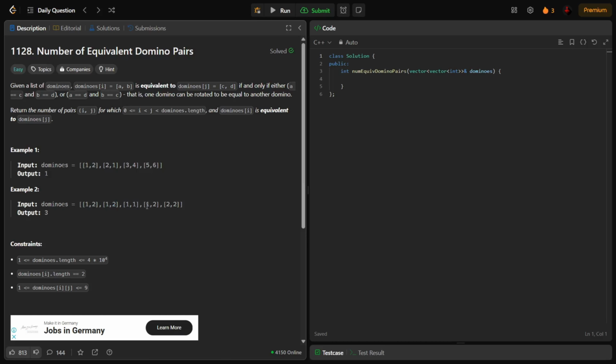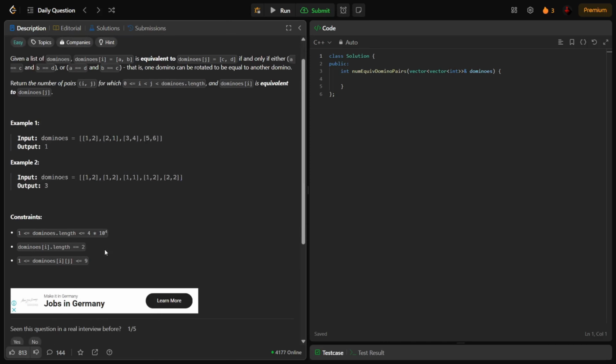And if you see this one again, these three can be equivalent to each other. Since there are three such dominoes, we can get 3 into 2 divided by 2 pairs. And if you see other pairs 1 and 1, they are not equivalent to any other because we don't find 1 and 1 another time. And 2 and 2 are also not present. So in this case we have 3 as the answer.